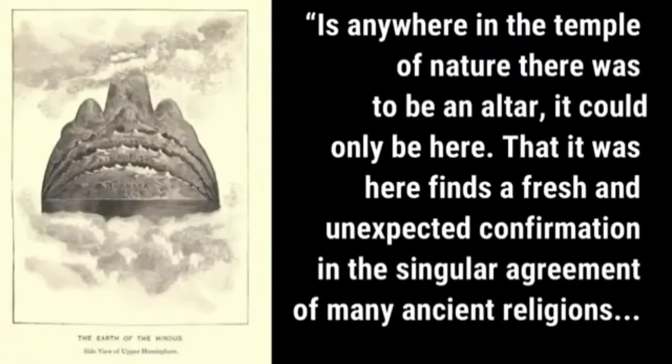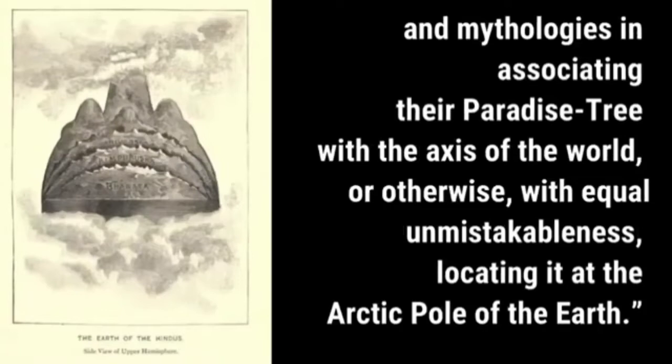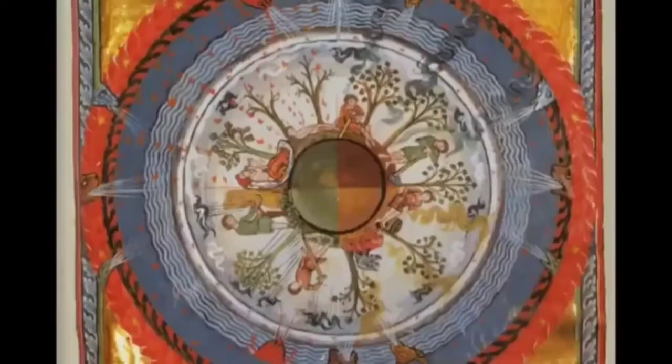That it was here finds a fresh and unexpected confirmation in the singular agreement of many ancient religions and mythologies in associating their paradise tree with the axis of the world, or otherwise with equal unmistakableness, locating it at the Arctic pole of the Earth. The North Pole is truly the land of 1,000 names.